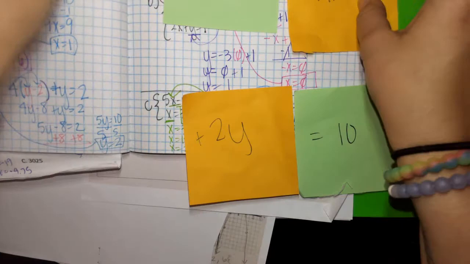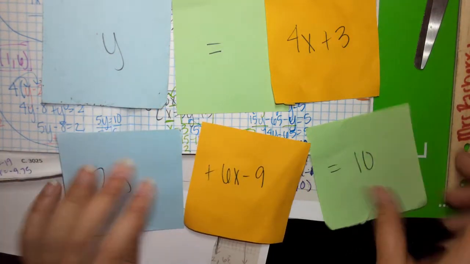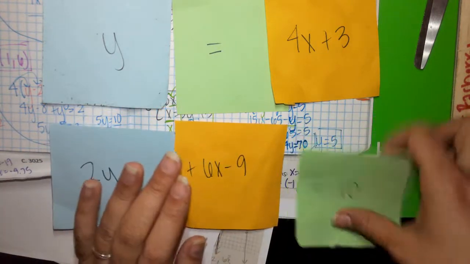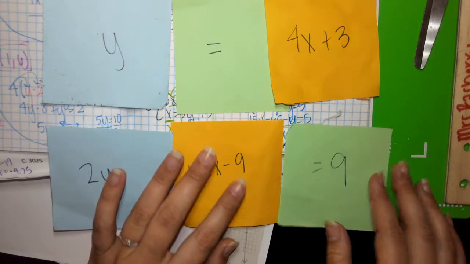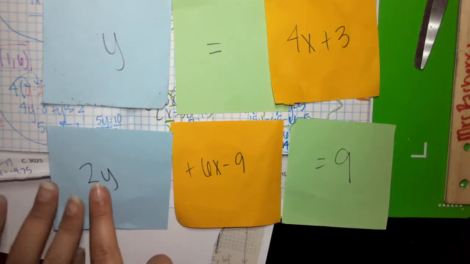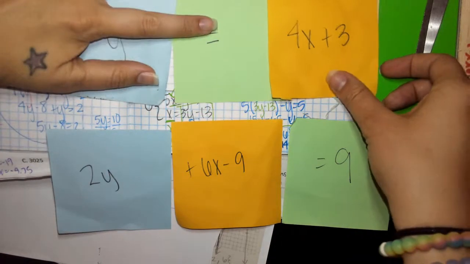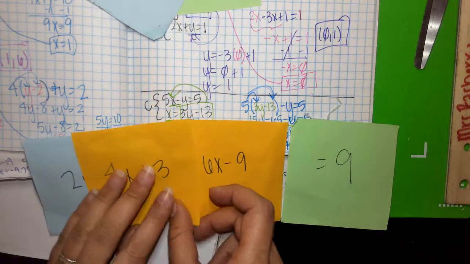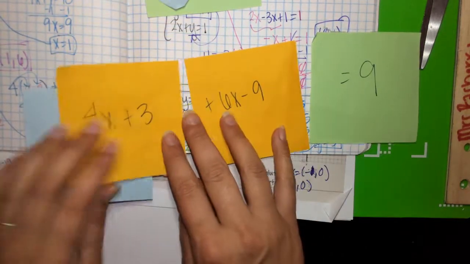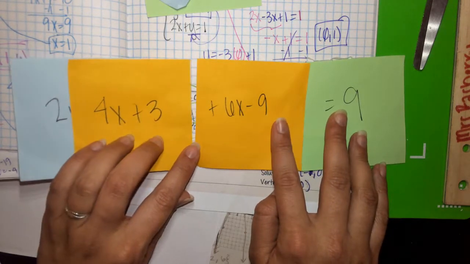Okay, now what if I said that y equals 4x plus 3 and 2y plus 6x minus 9 equals 9? Would I move the 2y or would I just move the y? I would just move the y. Now, why do I not move the 2? Because you're going to distribute. Because you're going to distribute, you have to double it. So I take this 2 and I'll leave it out front, and it becomes 2 times 4x plus 3 plus, it becomes this, right? And then I solve.